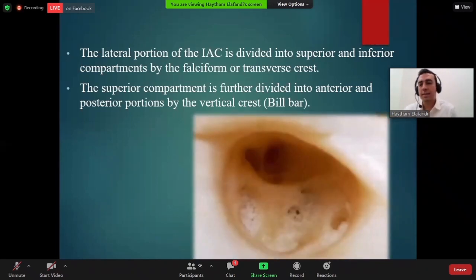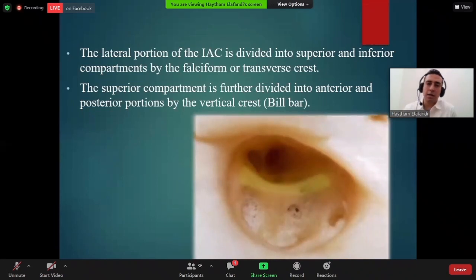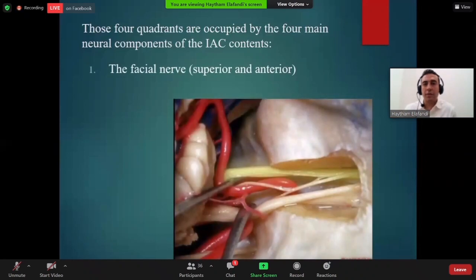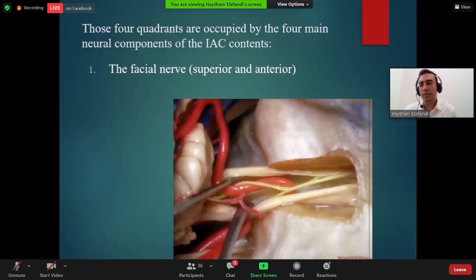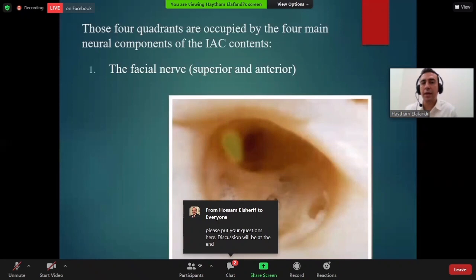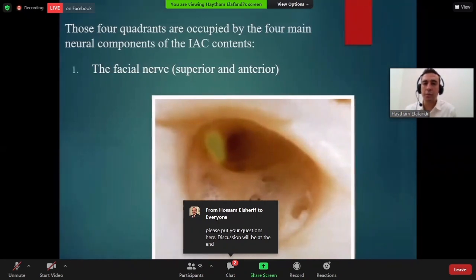So here is the IAC from inside. Here is the Bill's bar, vertical crest, and here is the falciform or transverse crest. So we have 4 quadrants of the IAC. The facial nerve occupies the superior and anterior quadrant. Here is the nervus intermedius, highlighted in yellow, and the facial motor nerve. Both enter in the superior and anterior portion of the IAC, highlighted in yellow.